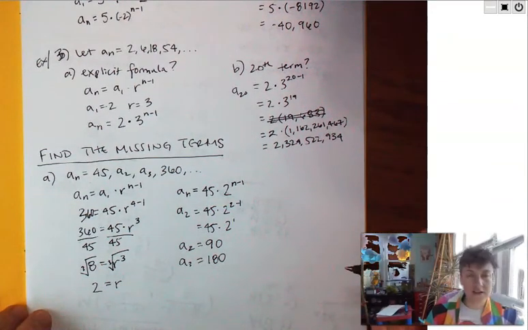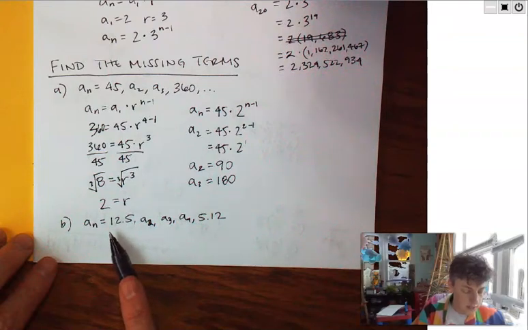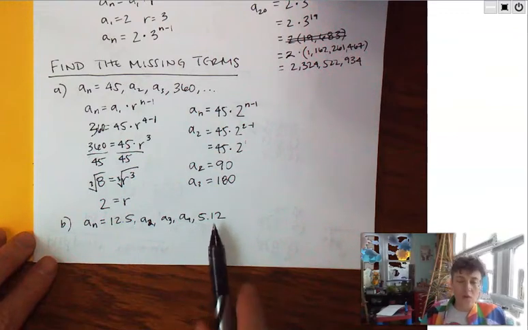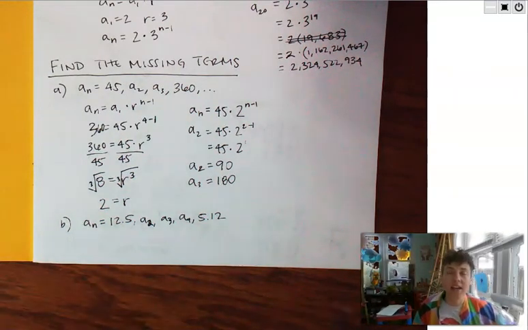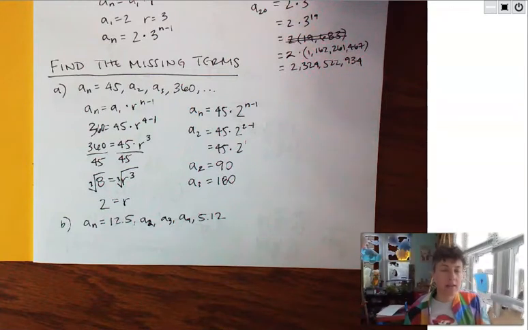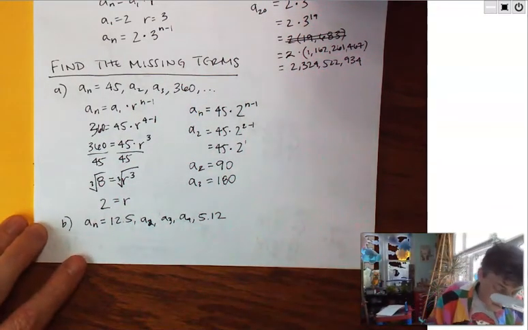Man, that's a good game. Let's play it one more time, shall we? Yes, definitely. All right, round number 2. Our geometric sequence is 12.5, a2, a3, a4, 5.12. Oh my gosh, Miss Ekin, there are decimals in this problem. Yes, it's okay. It's all good. It's the same stuff. Don't sweat about it.